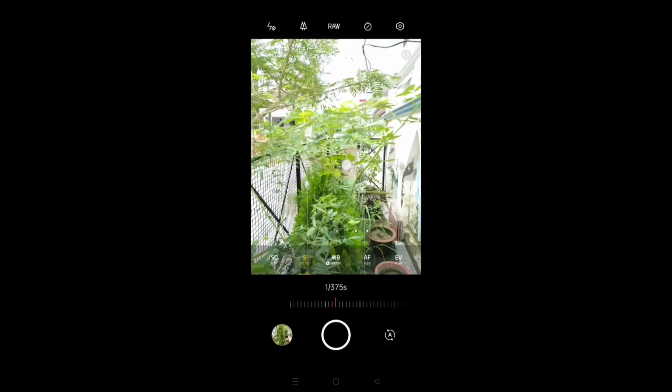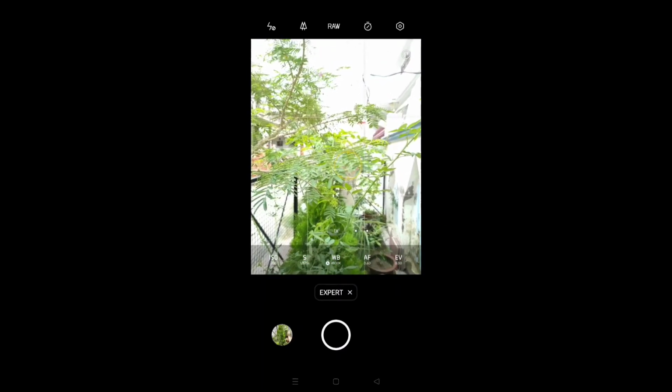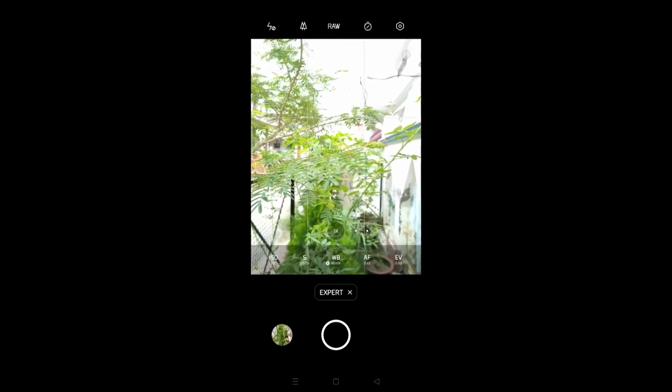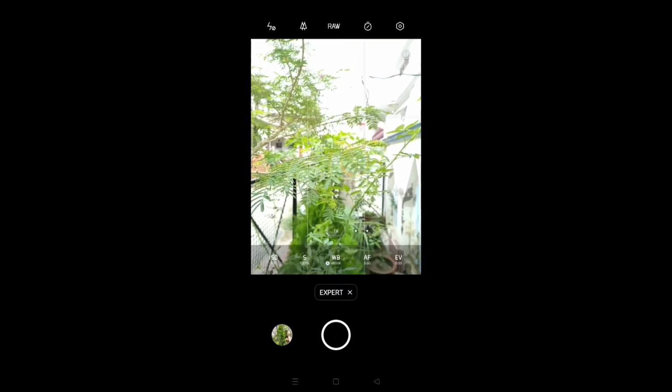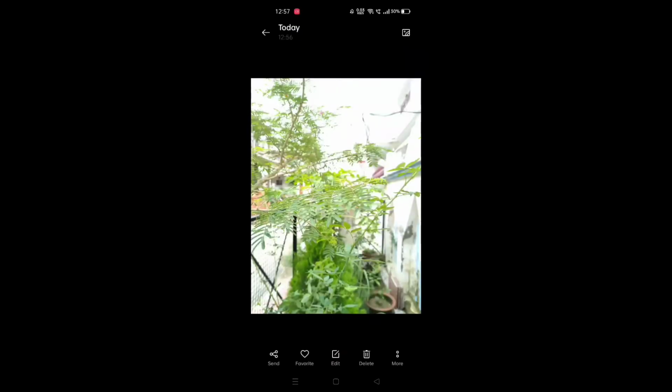So the first scenario is daylight. In daylight there is sufficient light available, so you don't have to increase the ISO. If you think you'd get a better image by lowering the ISO, then do so. In my phone the minimum ISO is 100. I clicked this picture in normal settings and I think it's not too good, not too special.